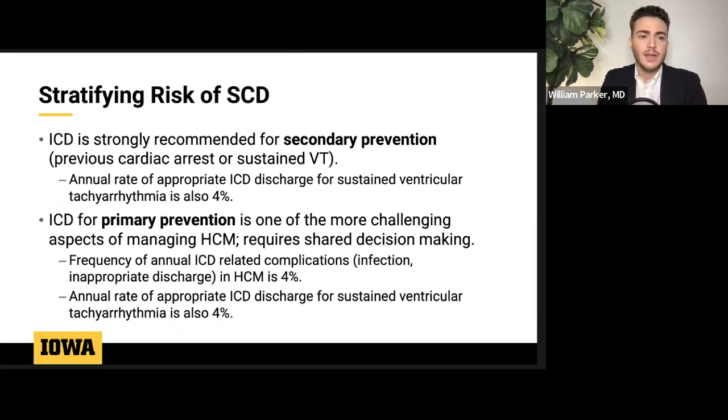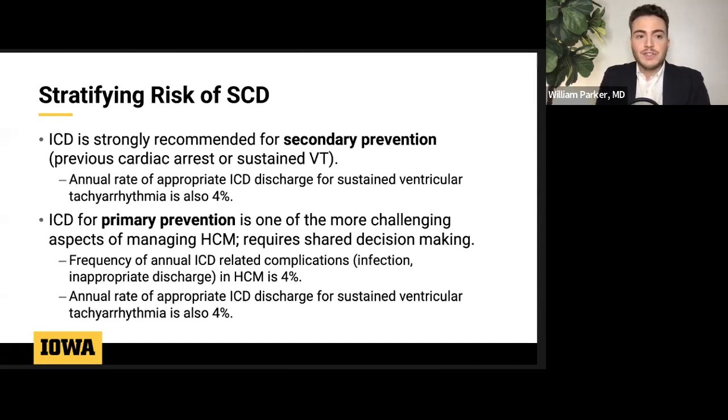The annual rate of appropriate ICD discharges in this population for sustained ventricular tachyarrhythmia, I actually wrote the wrong number here. I apologize. It's not 4%, it's 10. So in 10 years, you will probably get one shock, if you want to think about it that way, if you got an ICD for primary prevention in the context of hypertrophic cardiomyopathy.